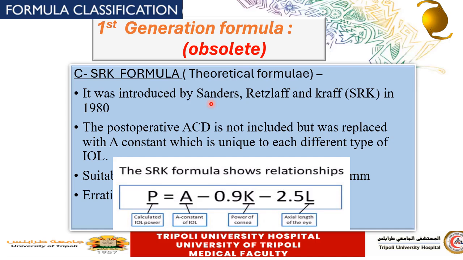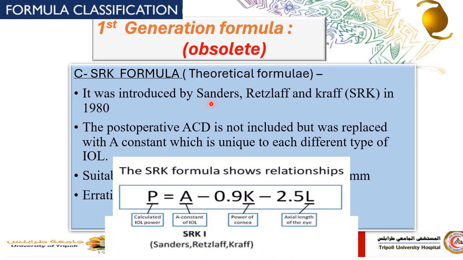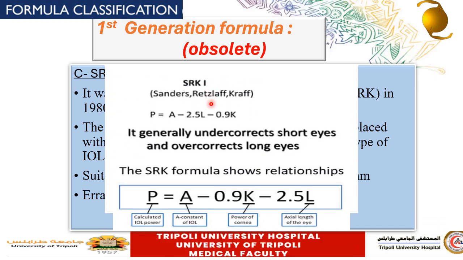But here, since we are speaking about the first generation formula, SRK shows better improvement compared to the initial theoretical formulas. At this level it is still a theoretical formula, but the advantage is that it uses an A constant given by the manufacturer, and it shows a suitable result for average sized eyes. However, it shows an undercorrection for short eyes and overcorrection for long eyes.